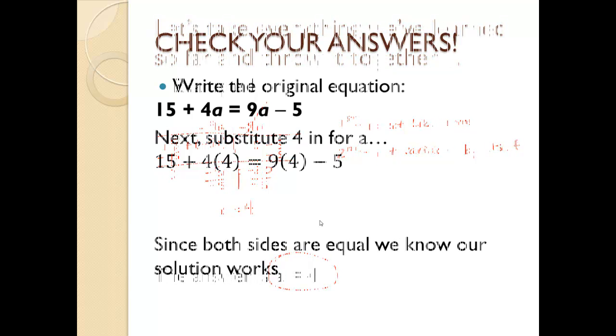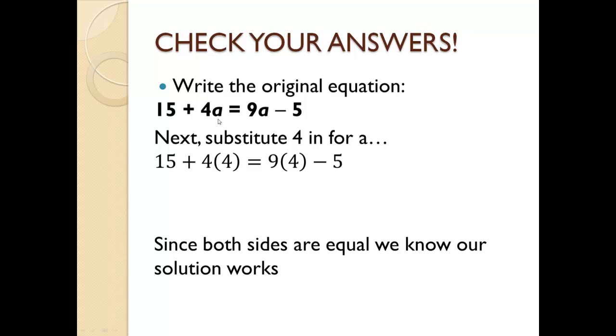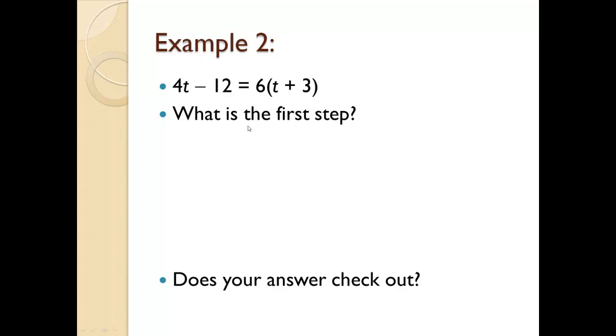We want to go ahead and check your answer. So since we said a equals 4, in place of a, we're going to put 4. 15 plus 4 times 4, which is 16. And then 9 times 4, which is 36, minus 5. 15 and 16 is 31. 36 minus 5 is 31. So since both sides are equal, we know our solution works. 31 equals 31.